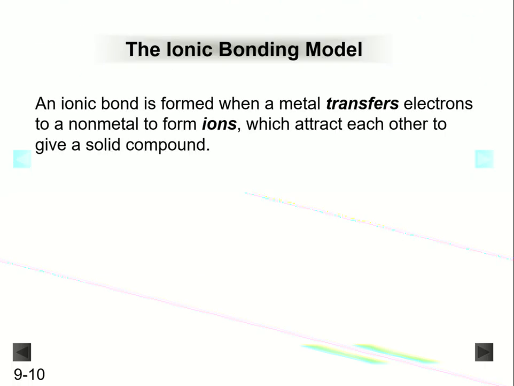Now let's start looking at the ionic bonding model, and that's what we'll spend the rest of this video talking about. An ionic bond is formed when a metal transfers electrons to a nonmetal to form ions.